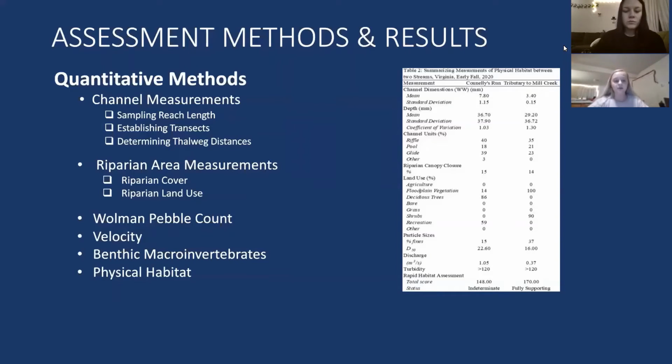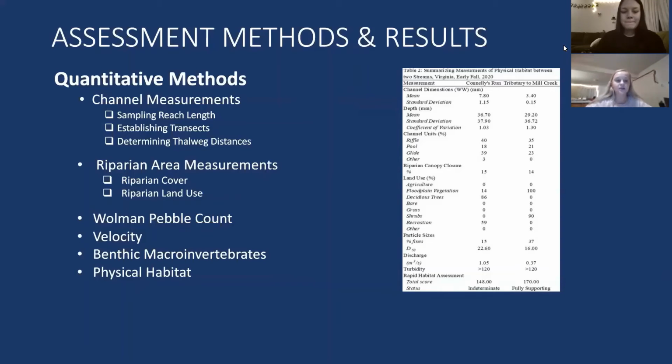For channel measurements, there's a sampling reach length, and this was determined by dividing our sample reach distance by 10 and adding that value to each transect. For Connelly's Run, the length was 277 meters, whereas the Tributary to Mill Creek had a length of 80 meters.